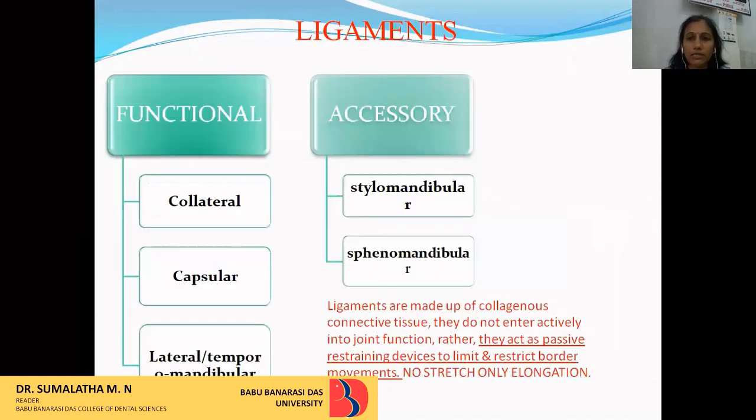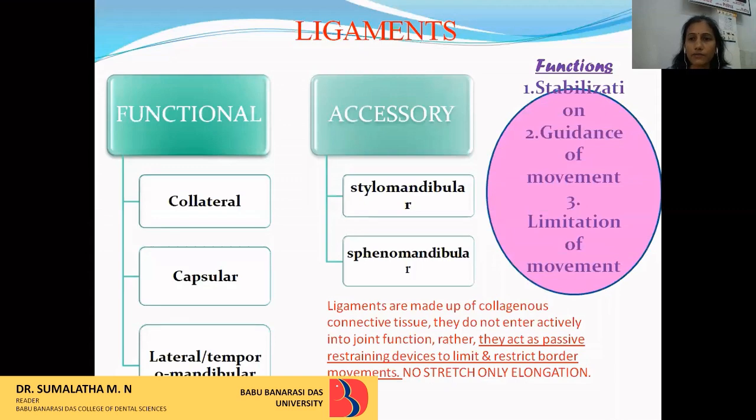Then coming to the ligaments of the temporomandibular joint. They are functional ligaments as well as accessory ligaments. The functional ligaments include collateral, capsular, and lateral or temporomandibular ligament. Accessory ligaments are stylomandibular and sphenomandibular. And these ligaments, histologically, are made up of collagenous connective tissue, so they do not enter actively into joint function, but they act as a passive restraining device and they restrict the border movement. They do not stretch, only elongation of the joint.